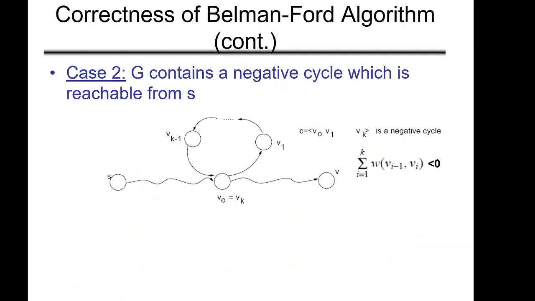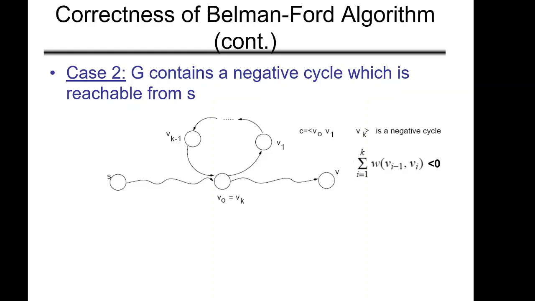Now there is this case 2. If case 2 is there, what will the algorithm do in case 2? It will actually return false, right? So now we will see why it is correct.